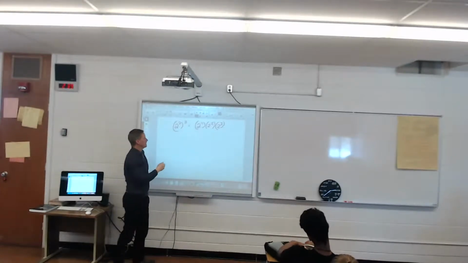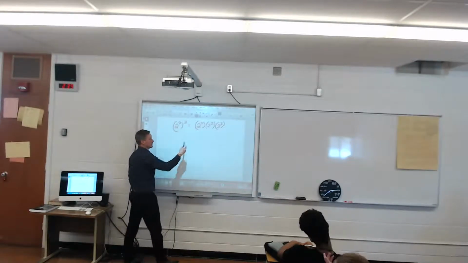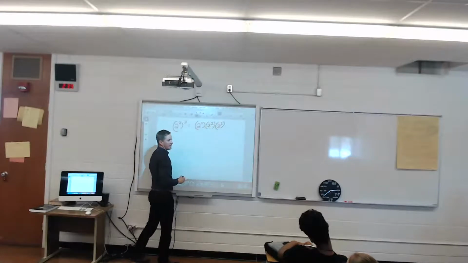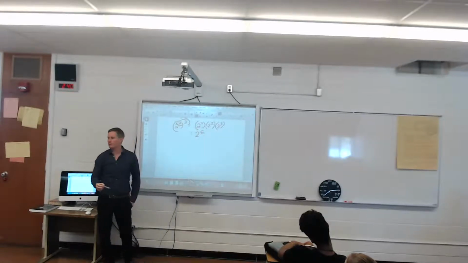Right? So that's how many 2's? 2 squared, 2 squared, 2 squared. How many 2's total? 6 2's, right? So that's 2 to the 6th. Well, how do I get 2 to the 6th out of there? What do I do with 3 and 2?